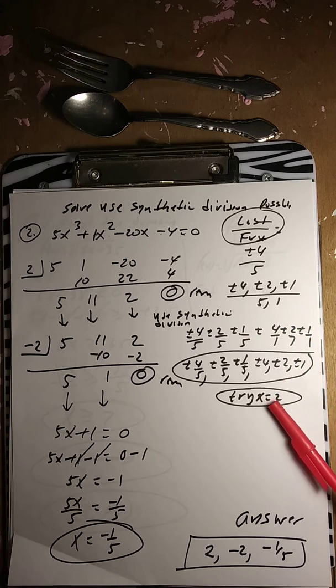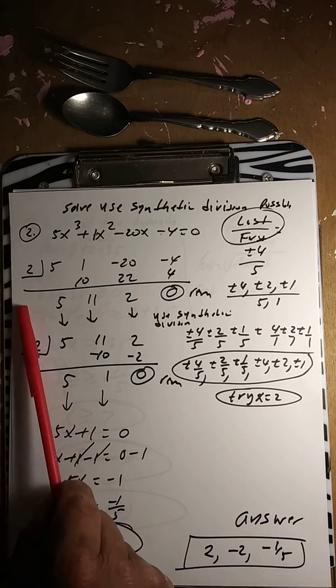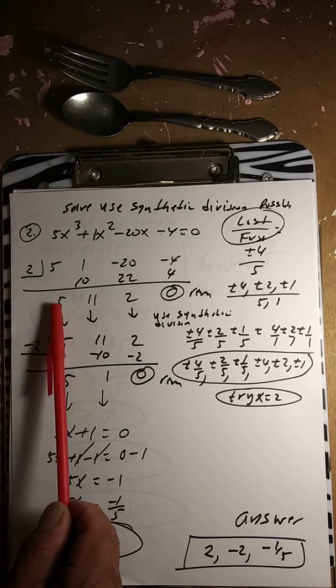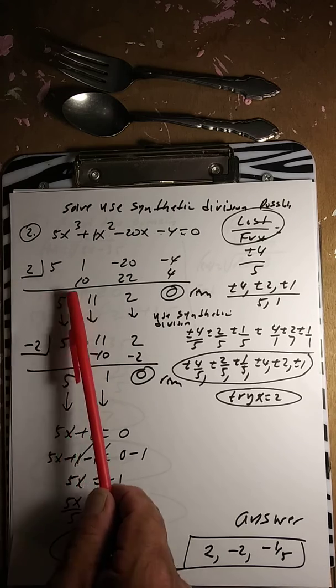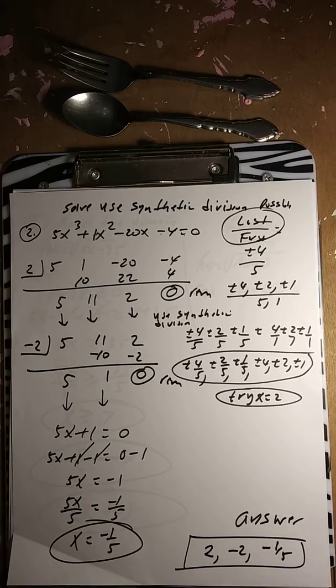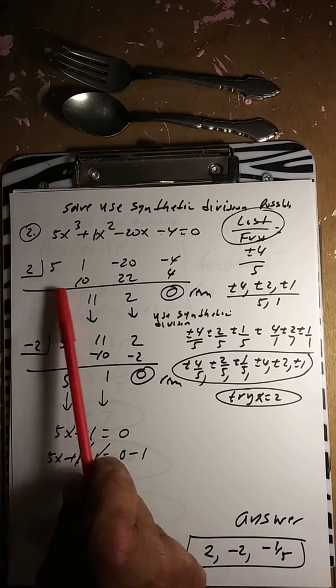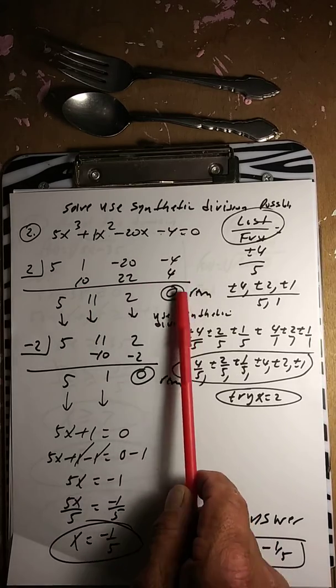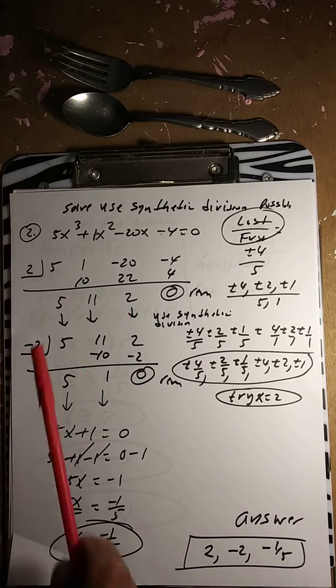Now I'm going to try x equals 2 in synthetic division up here. So 2 goes in there, bring the numbers down. So bring the 5, 2 times 5 is 10. 10 and 1 is 11. Then 2 times 11 is 22. 22 minus 20 is 2. 2 times 2 is 4. 4 minus 4 is 0. Yes, remainder is 0, so that is an answer.